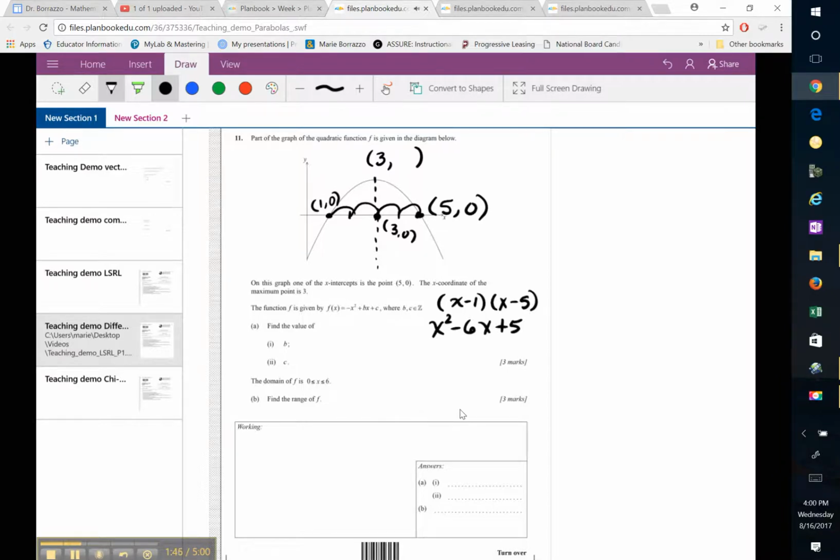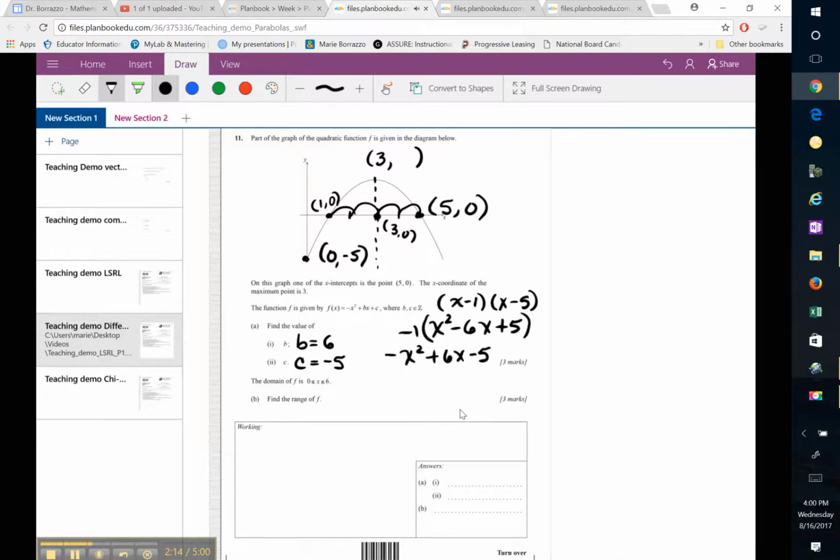Because this parabola faces upside down, I'm going to multiply the entire trinomial by -1. That's going to give me negative x squared plus 6x minus 5. So now I've solved for b. I know that b is equal to 6, and I know that the y-intercept c is equal to -5, or at least c is equal to -5 of the intercept. So this coordinate point here would be the point (0, -5).